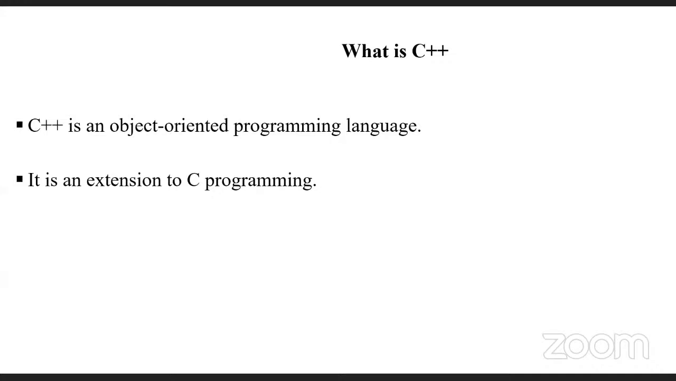Correct. So only C++ is object oriented programming compared to the C program. Correct, price is one attribute. Next.